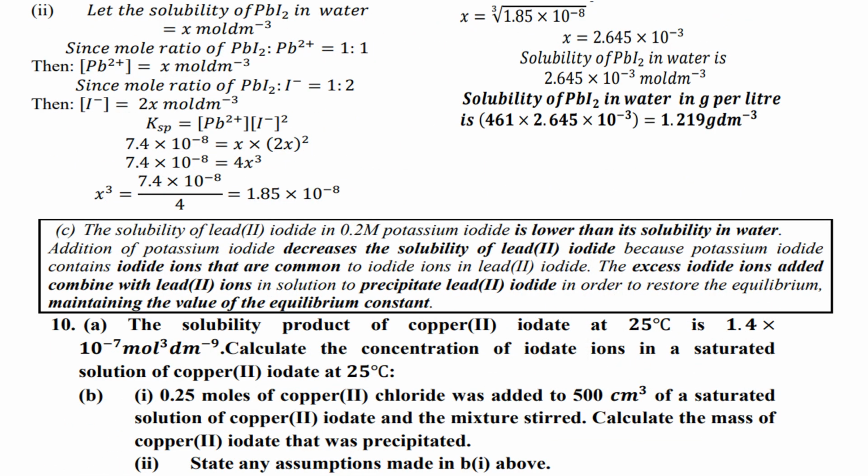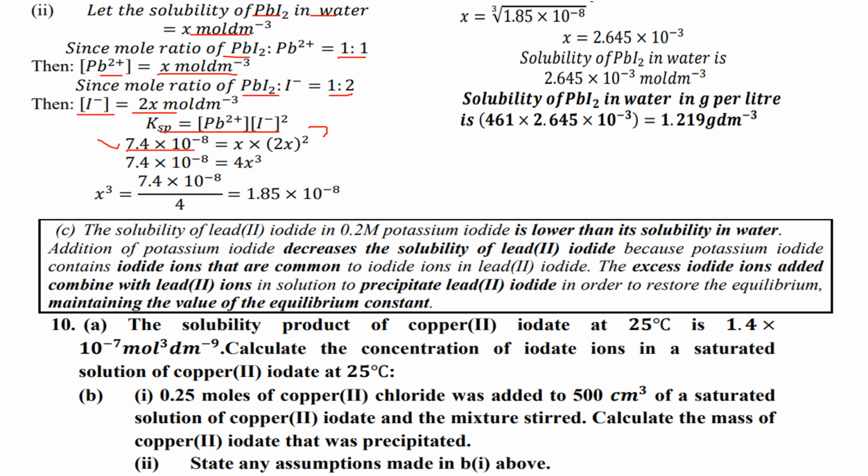Looking at Roman number 2, we are going to write the solubility of lead iodide in water to be x moles per decimeter cubed. Now, since the mole ratio of lead iodide to lead ions is 1 to 1, the lead ion concentration is going to be x moles per decimeter cubed. And that of lead iodide to iodide is 1 to 2. That means the molar concentration of iodide ions is going to be 2x moles per decimeter cubed. We'll write our Ksp for the reaction and then we substitute. Remember that the solubility product remains constant, which remains the same as that you have calculated previously.